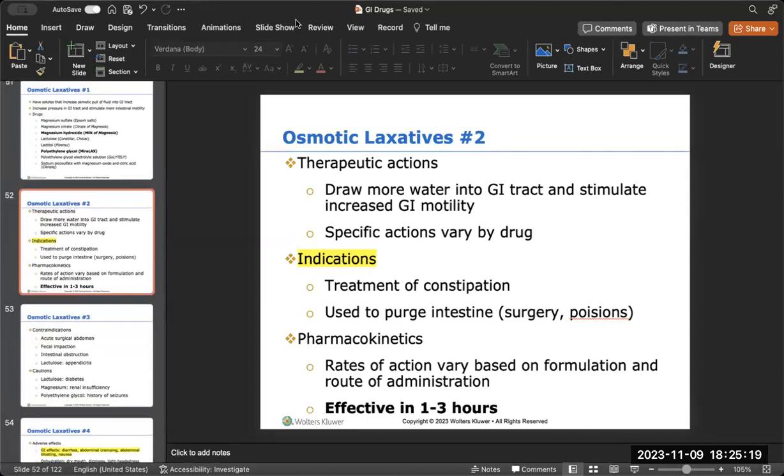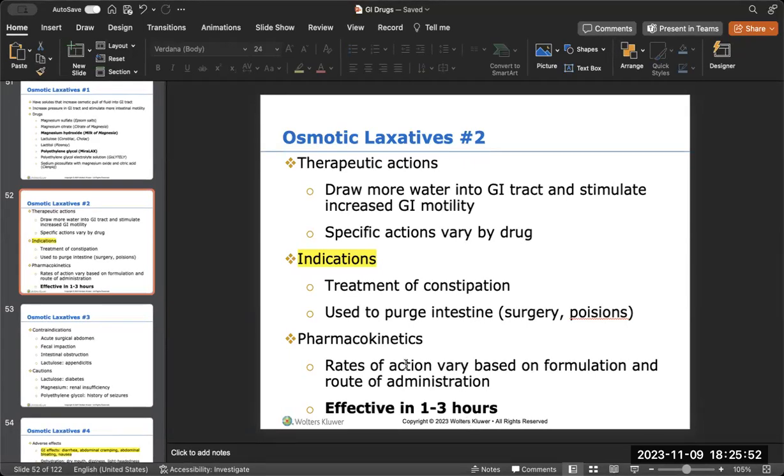So, as I said, we draw more water into the GI tract to stimulate GI motility, okay? With these laxatives, I would know how they work and examples of them, and keep it at that, because the adverse effects and everything are pretty much going to be the same. But I think most of the questions you're going to get will be about how to identify which ones are which. Is it a laxative? What kind of laxative is it? And all laxatives do is treat constipation. But something these osmotic laxatives do a little differently is they help treat poisonings.